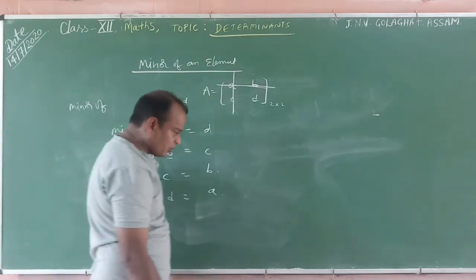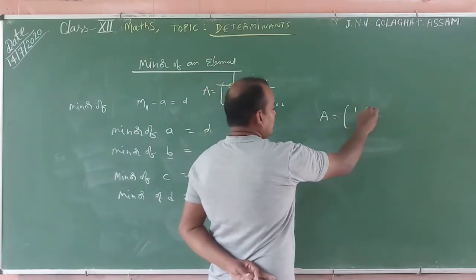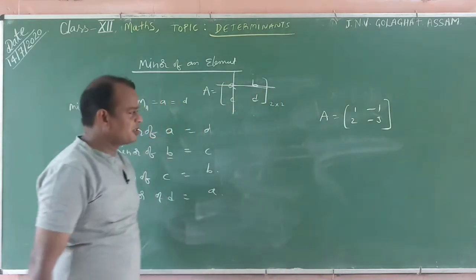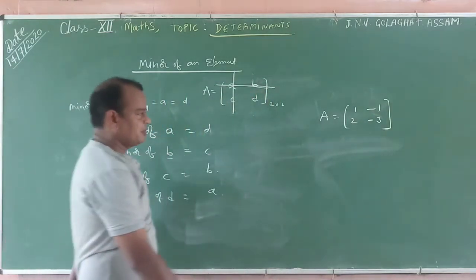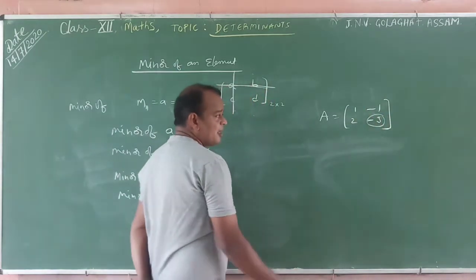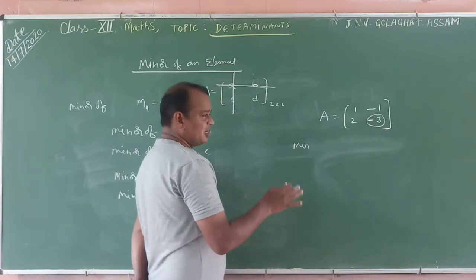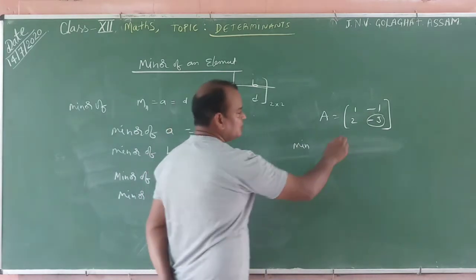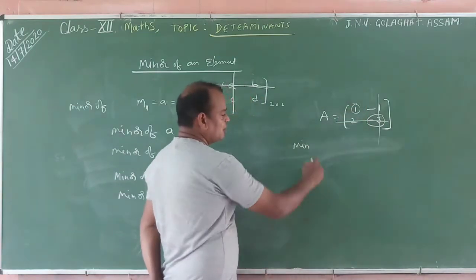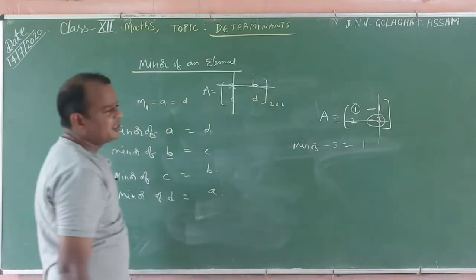From the examination point of view, we will take any one question. For suppose the matrix is 1, minus 1, 2, minus 3. Find the minor of minus 3. What is the minor of minus 3? Delete the row and column in which the element is present. This one you delete. Now the left one is 1. That is the minor of minus 3 is equal to 1. That is very, very simple.